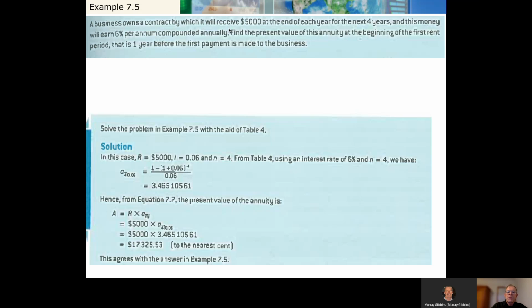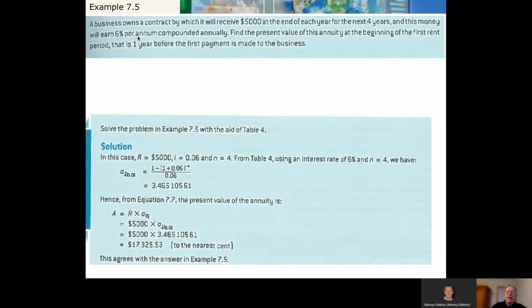So we've got to break this question into 2 parts, I believe, is what he's attempting to do. Let's read it. A business owns a contract by which it's going to receive $5,000 at the end of each year for the next 4 years, and this money will earn 6% per annum compounded annually. Find the present value of this annuity at the beginning of the first rent period. That is 1 year before the first payment is made to the business.